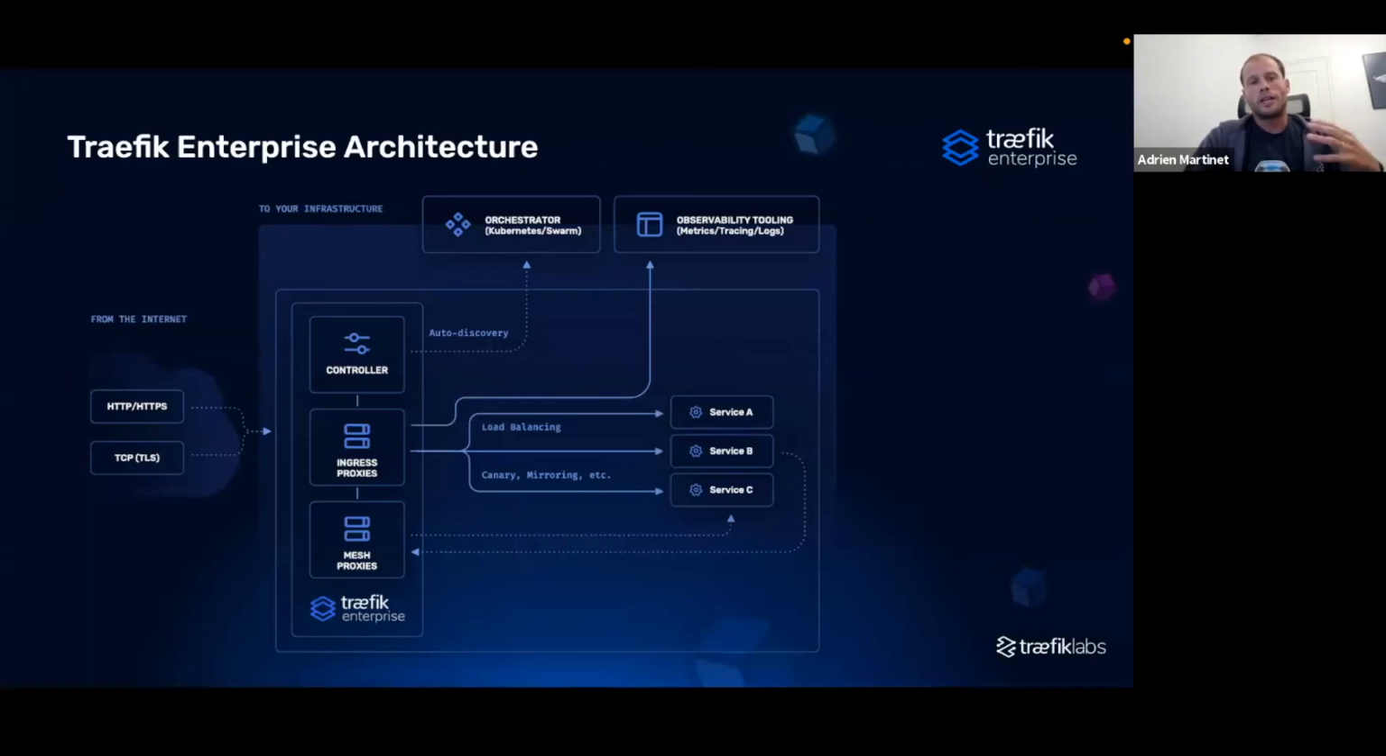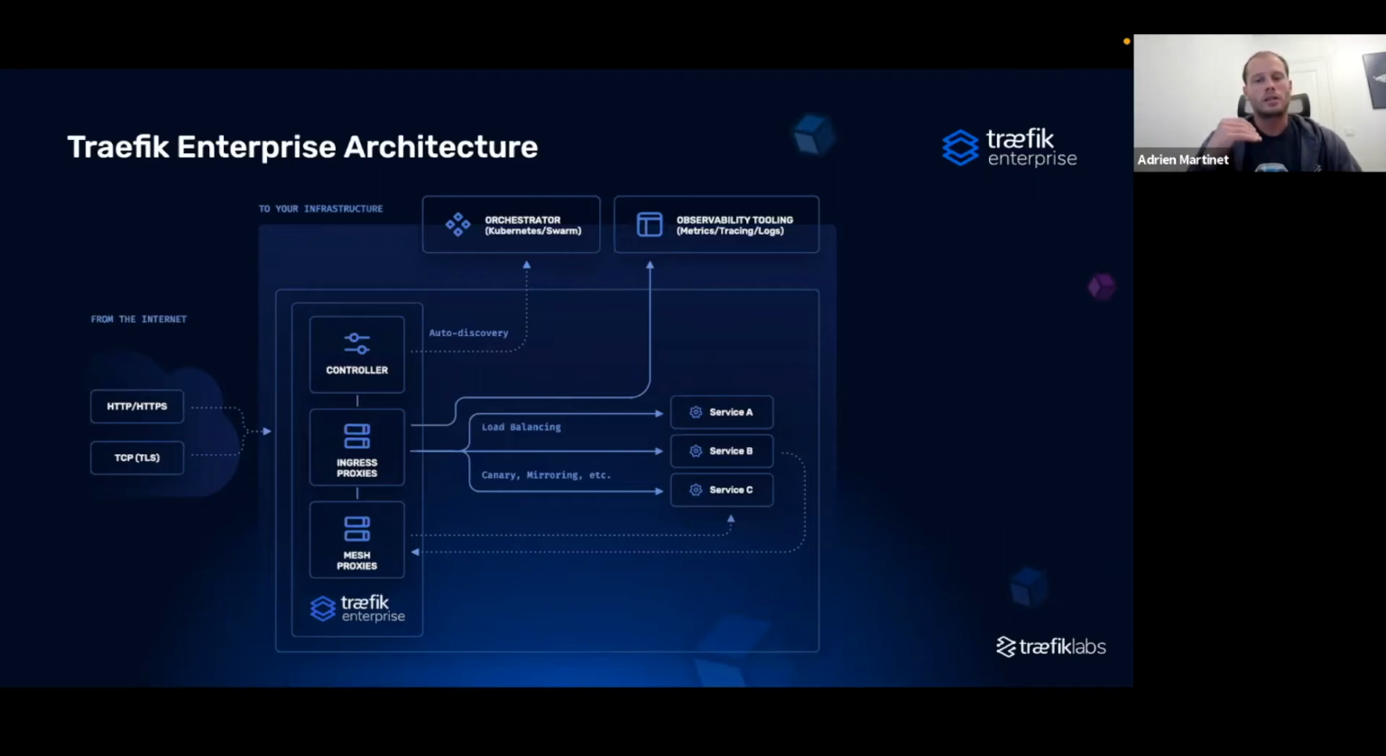Basically, it's going to hit a first level of load balancing, right? And then it's going to go to the Traefik Enterprise cluster. As you can see, in Enterprise, you have the controller. The responsibility of the controller is to auto-discover the services. So the controller will have a direct connection with the orchestrator API. Let's take Kubernetes, for example.